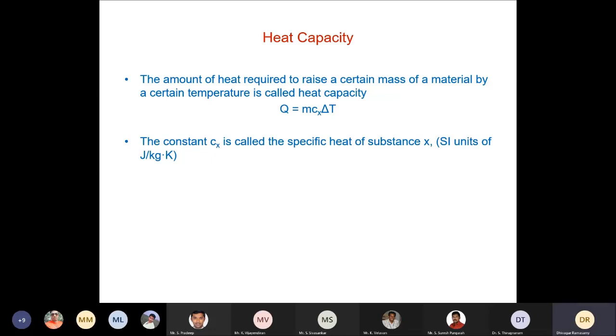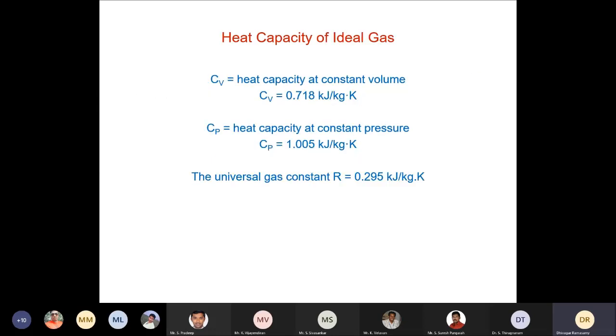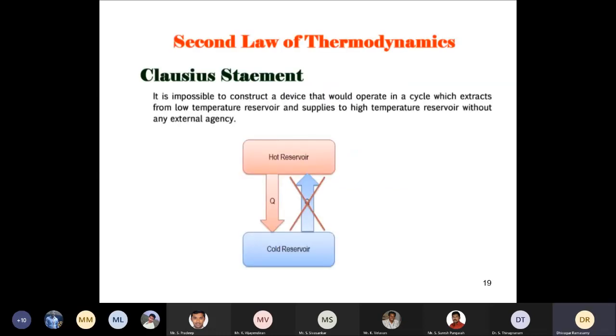The unit of Cp is joule per kilogram Kelvin. So these are the general values I have given for calculation purposes. Cp, Cv values. R is the universal gas constant. Cv is 0.718 kilojoule per kilogram Kelvin. I have given the unit in kilojoule per kilogram Kelvin. Cp is 1.005 kilojoule per kilogram Kelvin. Gas constant is 0.295.